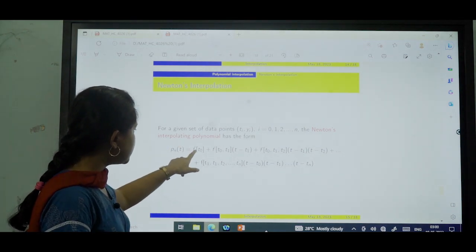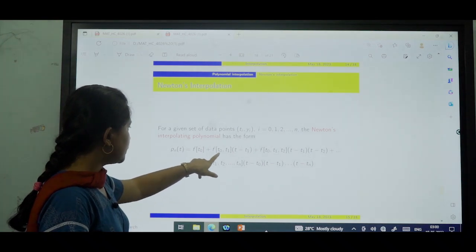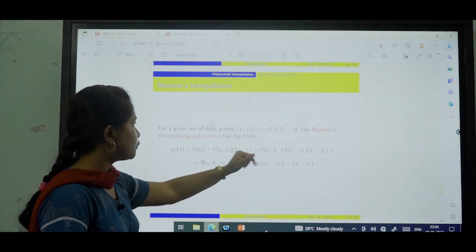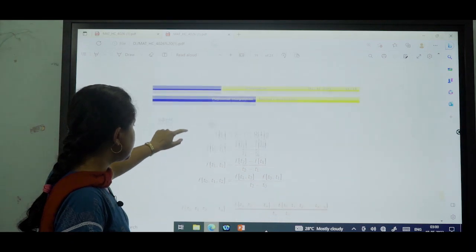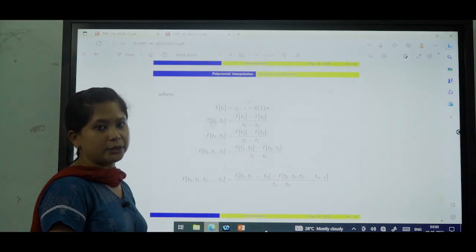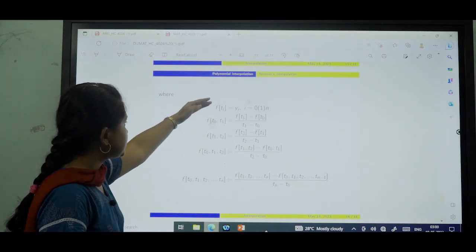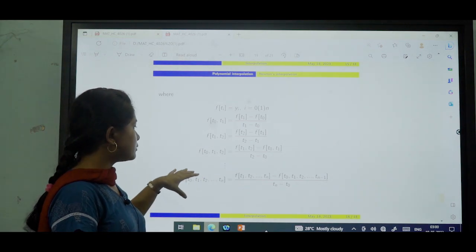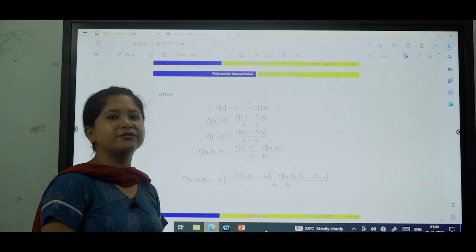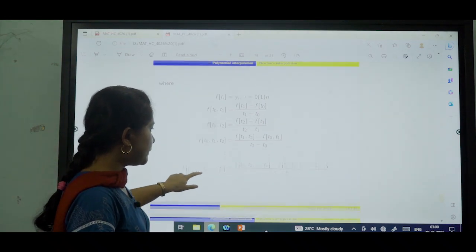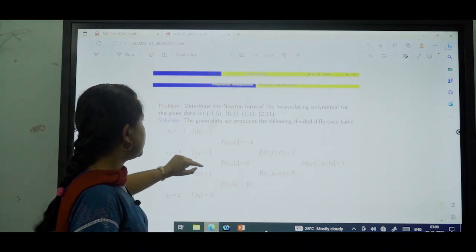Now here, what are these, f[t0, t1]? These are nothing but values which can be written in a simpler way in a divided difference table, which will be clear when we move to our example.